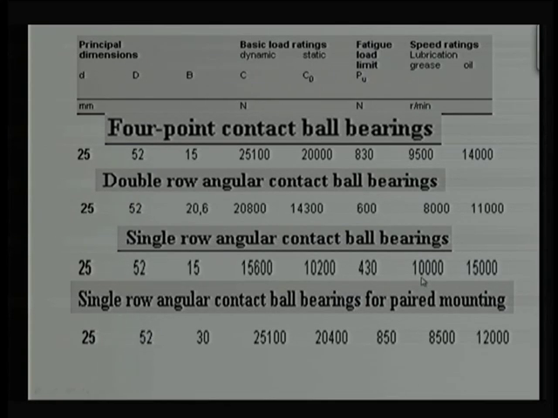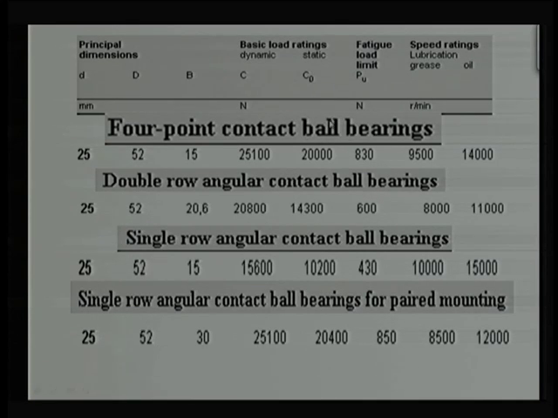But in this case, it's 10,000. In the presence of oil, it is 14,000. In the presence of oil, the single row angular contact bearing is showing 15,000. So if I compare the 4-point contact ball bearing with a single row angular contact bearing, other than friction, the 4-point contact bearing is showing a better performance. So we should select this kind of bearing.